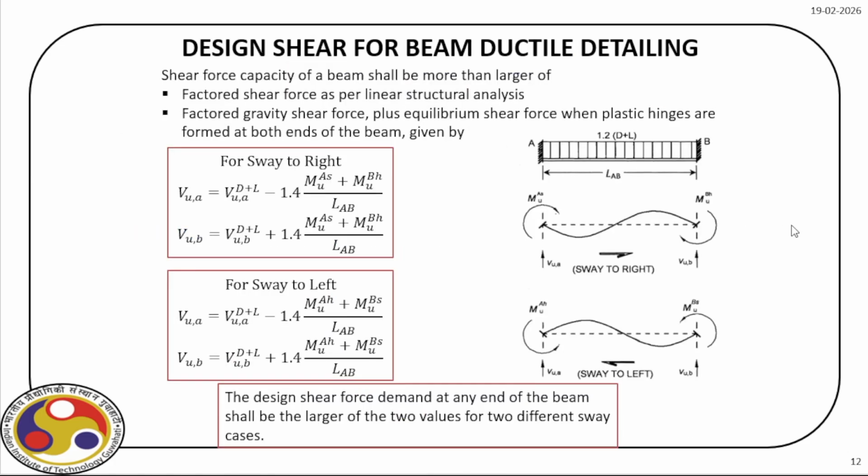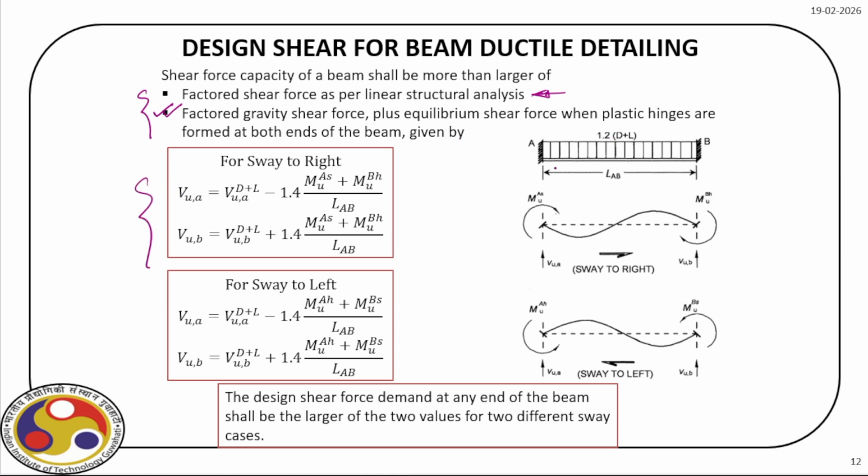Next is extremely important. Shear force capacity of a beam shall be more than the larger of these two. Factored shear force as per linear structural analysis, this we have covered in our previous discussion on design against shear. Basically we do a linear analysis, find out the shear force at a particular location and design for that. Now, in addition to that, this is something new and very important: factored gravity shear force plus equilibrium shear force when plastic hinges are formed at both ends of the beam, given by this equation.